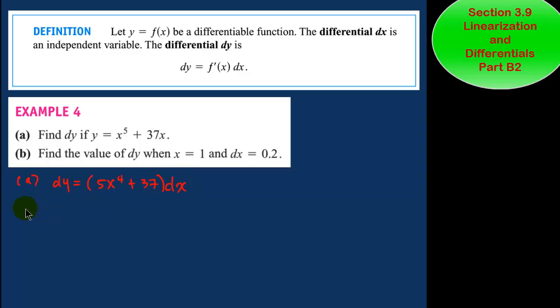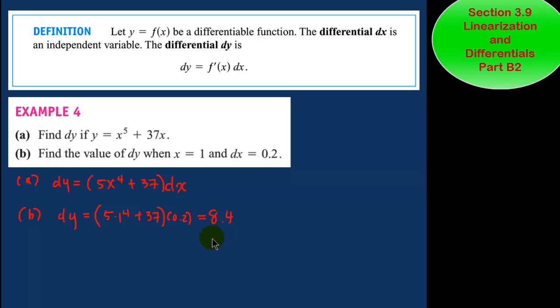Now, in letter B, we are to find dy at a given value when x is equal to 1 and dx is equal to 0.2. So that's just 5 times 1 to the fourth plus 37 times 0.2. And all of that will give us 8.4. Now what does all this mean graphically?